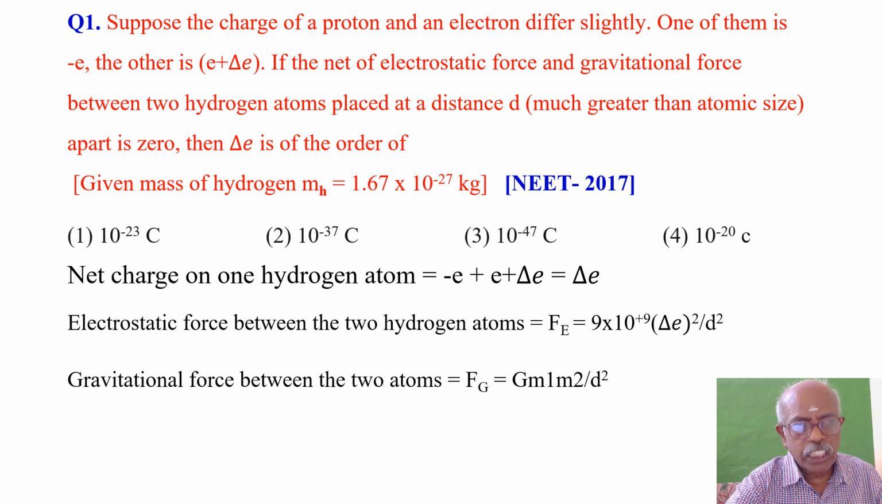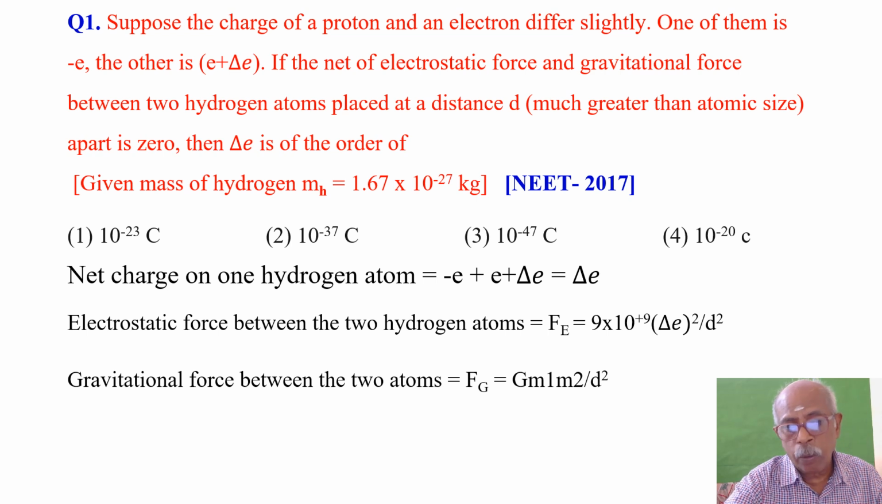Suppose the charge of a proton and an electron differ slightly. You know very well that the charge of a proton and the charge of an electron are equal, but with opposite signs. Here, it is supposed that they differ slightly. So one of them is minus e, that is the charge of the electron, and the other, the charge of the proton, is e plus delta e. There is a slight difference, delta e.